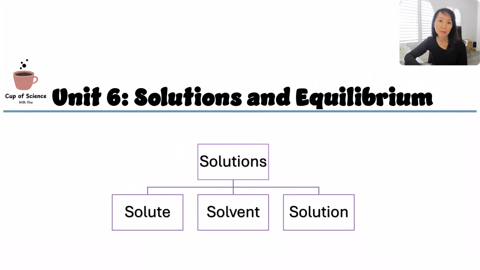This unit is subdivided into 3 under the category of solution: solute, solvent, and solution. The solute is a substance that's going to get dissolved, and solvent is what's helping the solute get dissolved, and solution is the combination between the solute and the solvent when it's well mixed. This particular video will focus on the solute in itself.